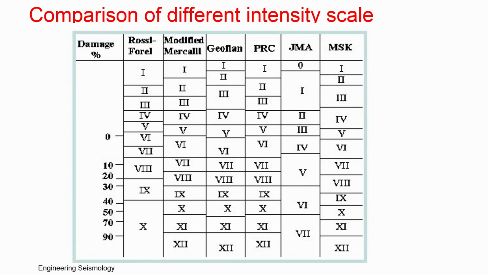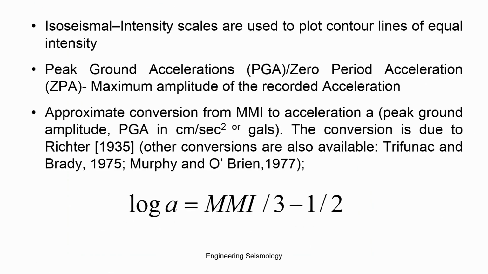That means if you know the intensity value of a particular location, you can know the expected damage to the building, the damage created by the earthquake. The intensity scale also has a conversion between the intensity to the PGA value or PGV value, depending on the place. This is a typical conversion which is used, the acceleration to MMI scale at a particular place.